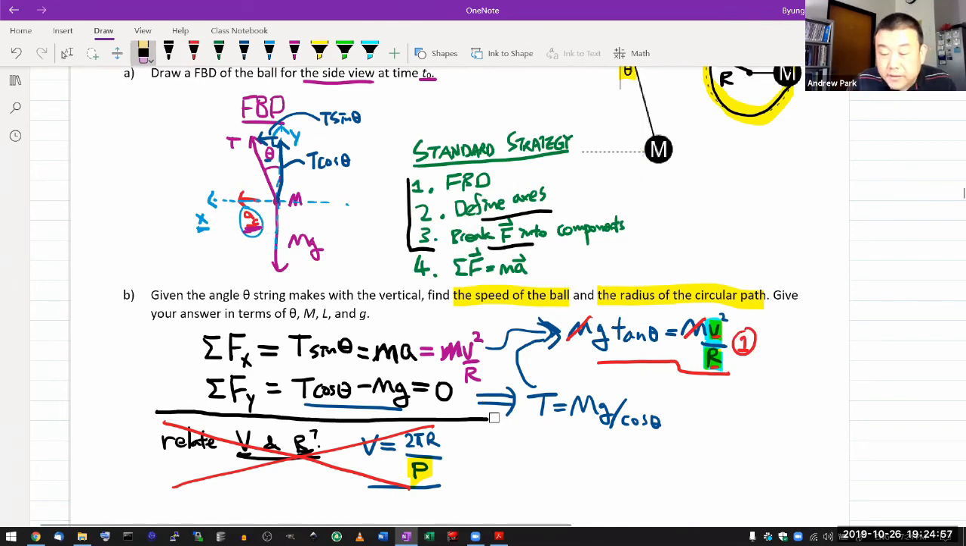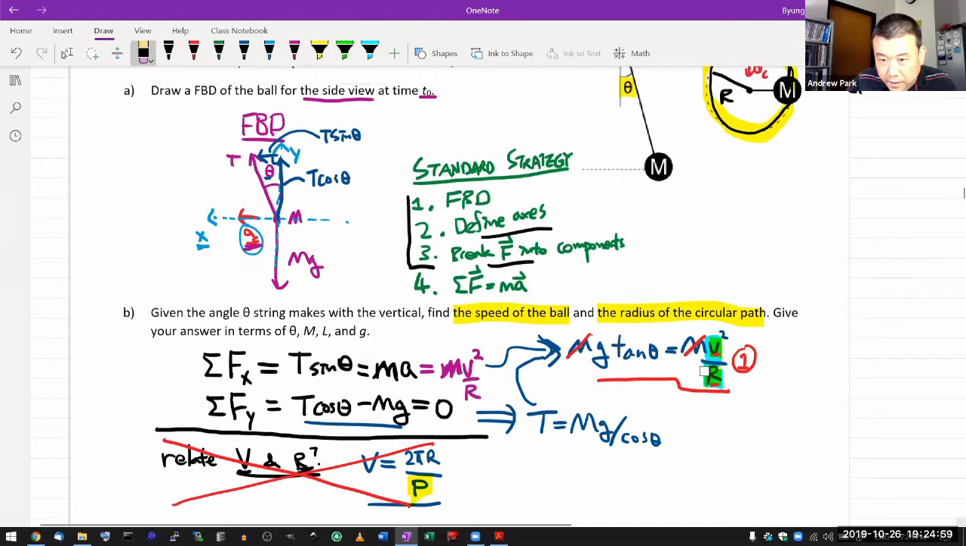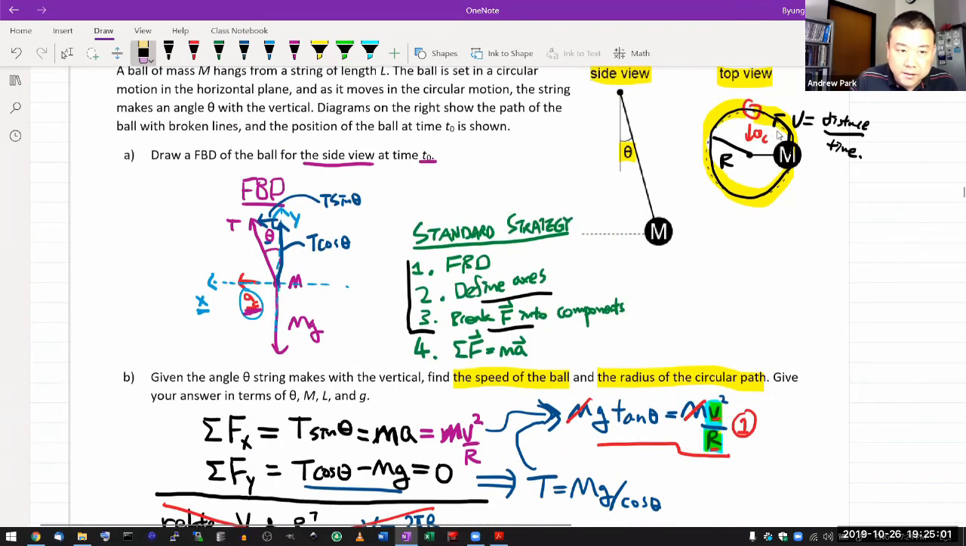And looking at that above there, I realized that when I marked that R, you can mark that R in the side view. And if you do, this will be your R. And that R is part of this right triangle. The length of the string was given, L. So R can be expressed in terms of L and theta. It's equal to L sine theta.